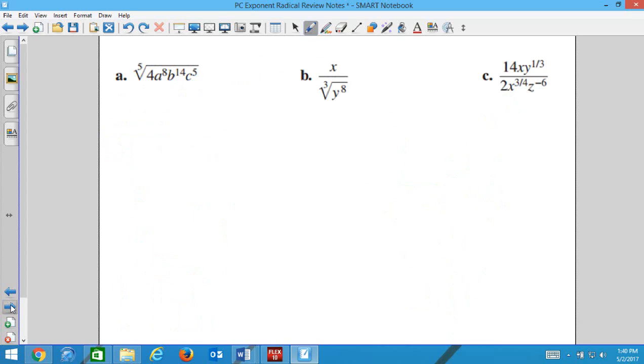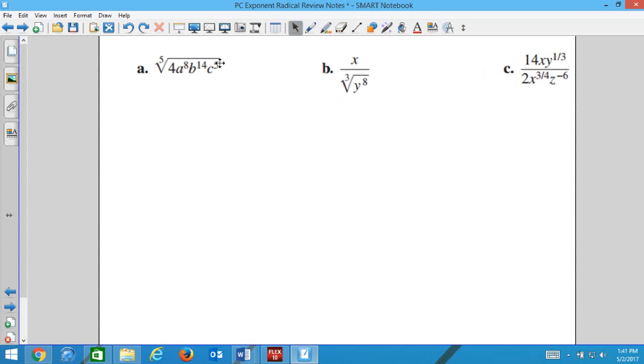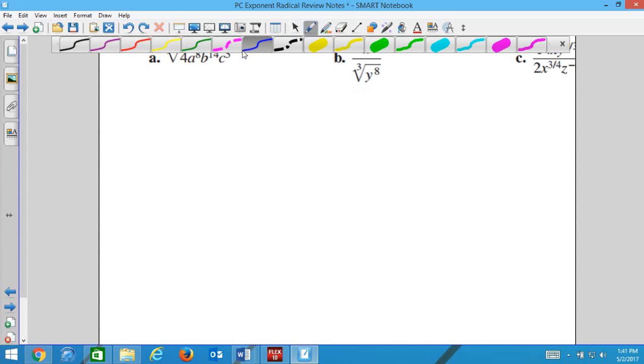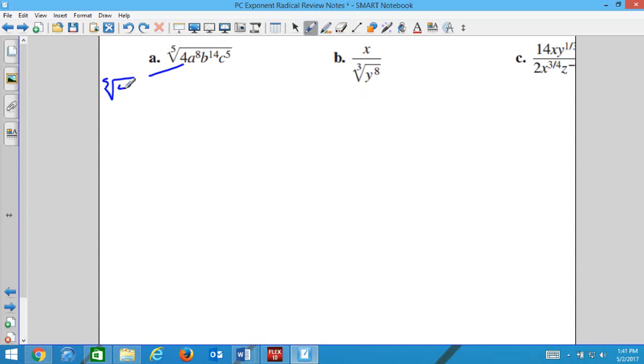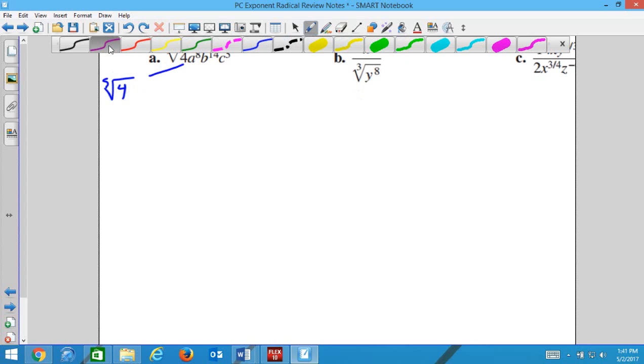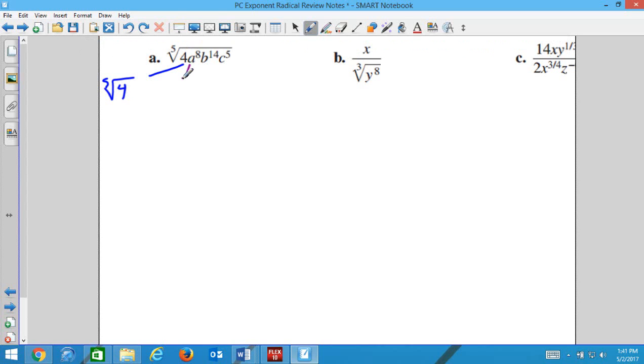All right, let's do A. So A has a bunch of variables in it, and it has a number. I'm going to look at the number and each variable separately. So I'm going to look at my 5th root of 4. Is there a 5th root that goes into 4? A to the 8th. I'm going to change that to exponential form. A to the power of 8 over a root of 5.